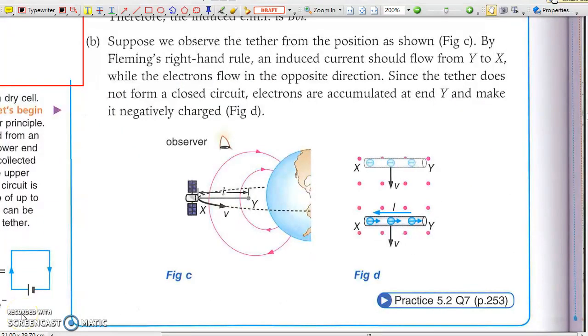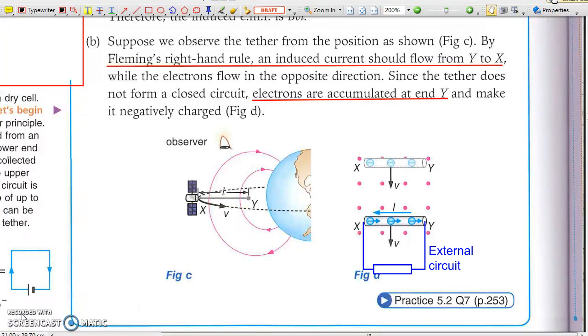For part B, you have to find the relative potentials. You may use right-hand rule to find the direction of induced current, which will flow from Y to X. Thus, electrons flow from X to Y and accumulate at Y, and so potential of Y is lower. On the other hand, you may also take XY as a battery, as induced current flows out from X to the external circuit. X is the positive terminal, so it has a higher potential.